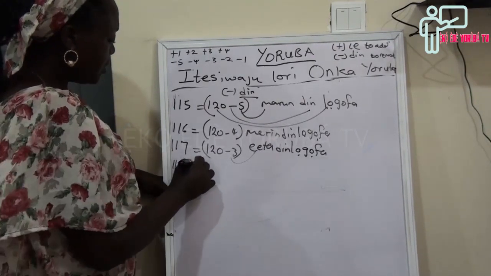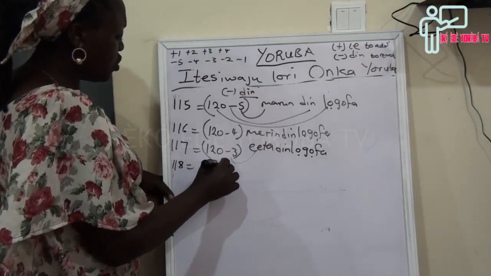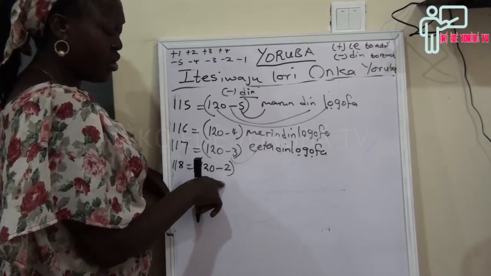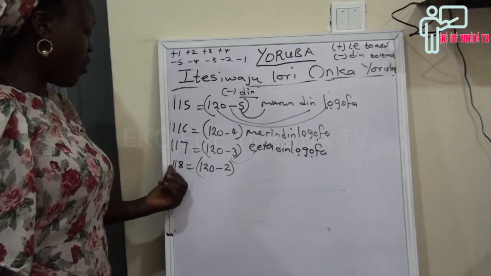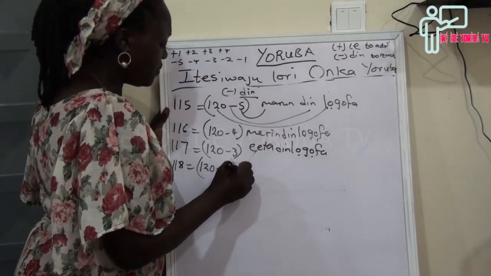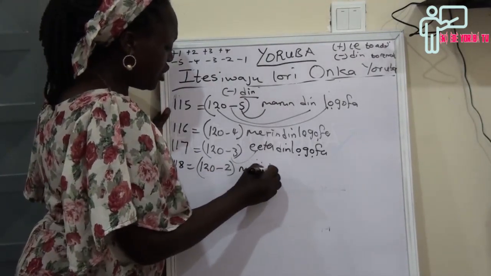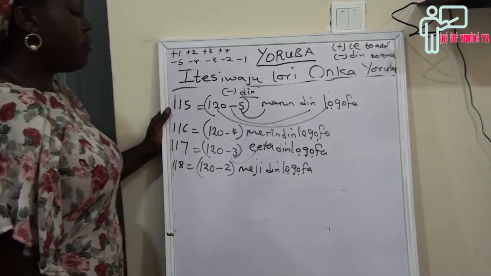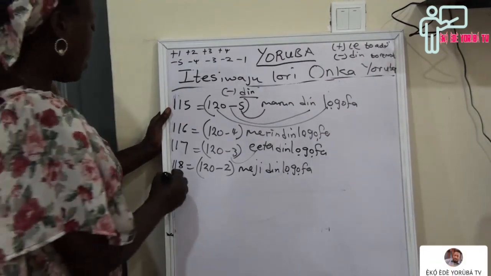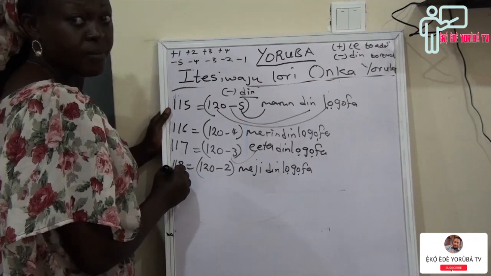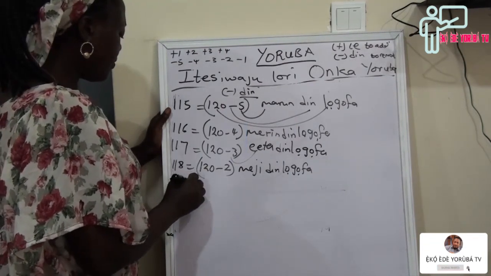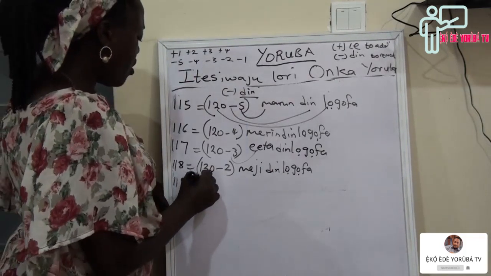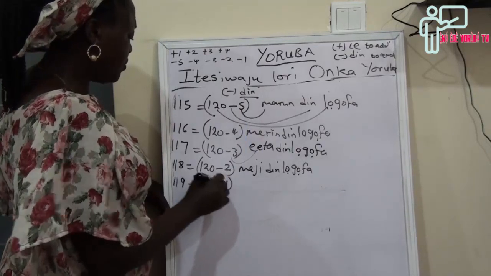118. 120 minus 2. That is, if you have this, it's 18 plus 2. Give us that 20. That is 120. Méjì dín lọ́gọ́fà. And this one is 119. 119. That is, once you remove this one, minus 1, which is 120 minus 1.